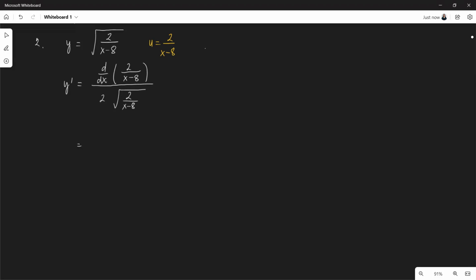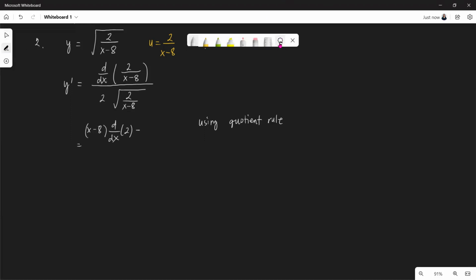So derivative of 2 over x minus 8. Using power rule, or yeah, using quotient rule, not power rule. So it's the denominator multiplied by the derivative of the numerator, meaning derivative of 2, and then minus. Okay, so let me put this note here to the right side.